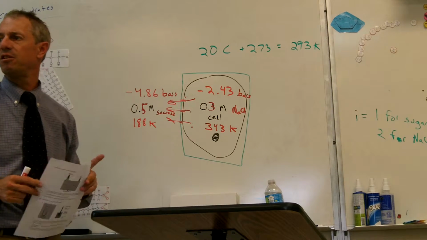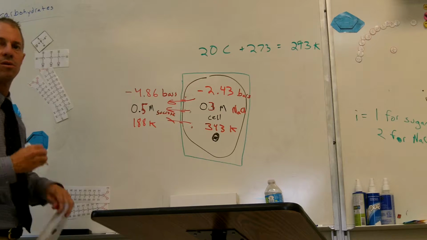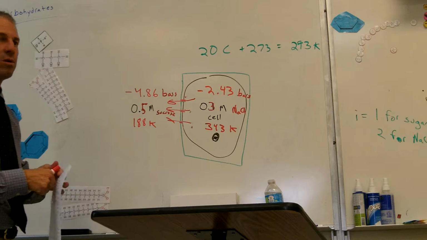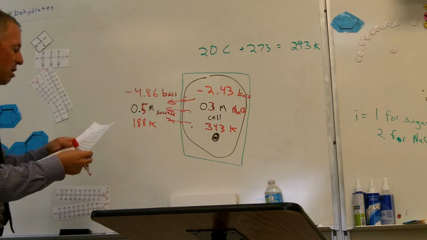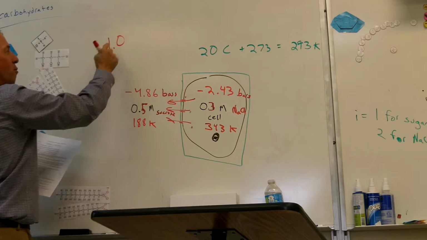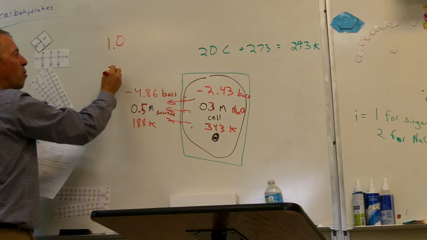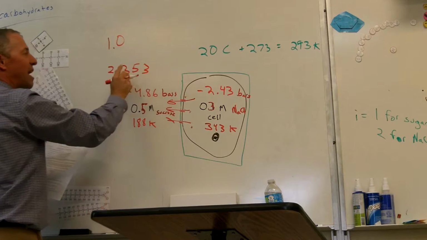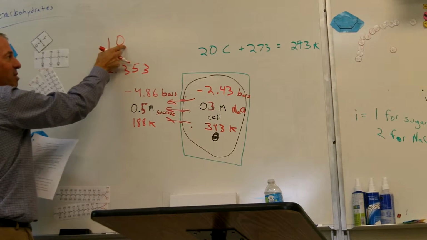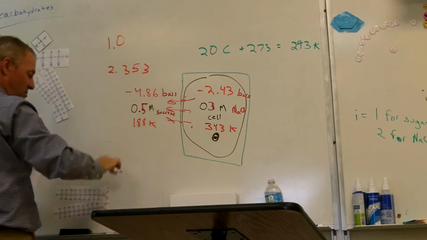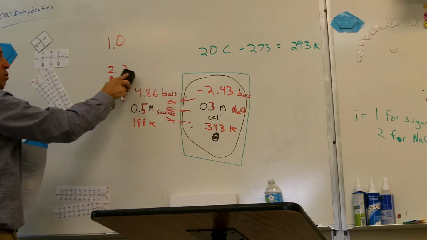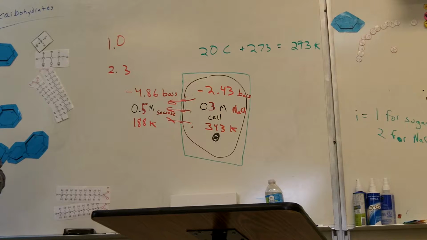Y'all didn't learn significant digits? Well, Bradford was just kind of like, oh, I don't care much. It's very easy. So if they gave you 1.0 in the problem, and you give an answer that's 2.353, they didn't give you that much in the problem, so you can only give back what they gave you in the problem. So 2.3 you have to do. You see what I'm saying? That's all there is to it. Significant digits are easy.